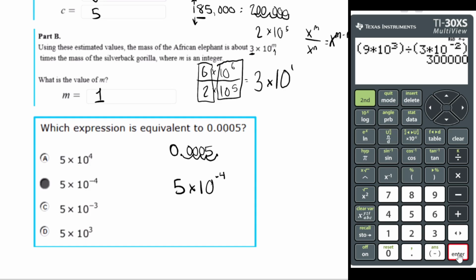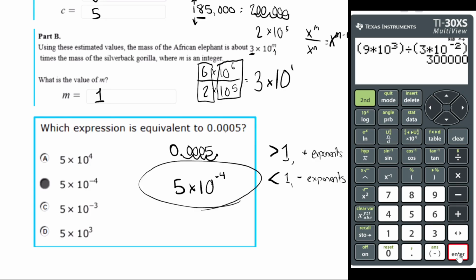When you're dealing with numbers that are bigger than 1, they have positive exponents. When you're dealing with numbers less than 1, you have negative exponents. So this would be 5 times 10 to the negative 4, which is choice B.